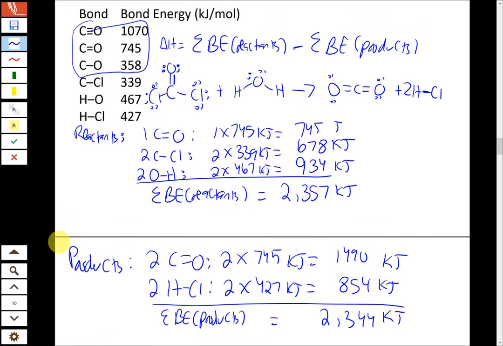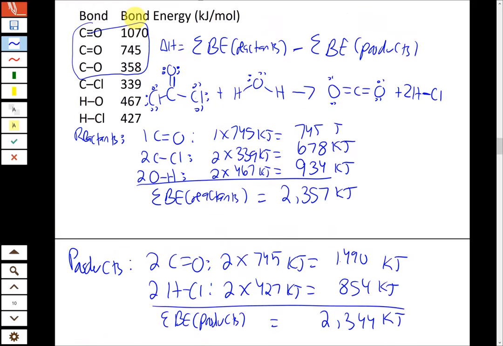So I made the mistake of reading off the wrong carbon oxygen bond. This is the one that we should have used for both sides. On both sides, we have carbon oxygen double bonds. That's the one that's correct. Okay. Any questions on that besides my inability to do math?